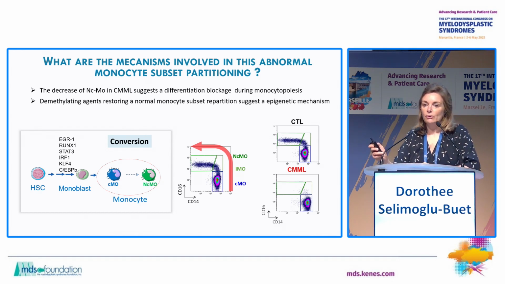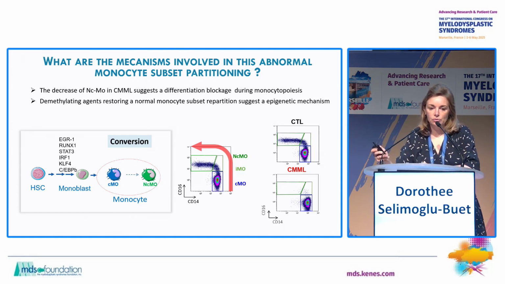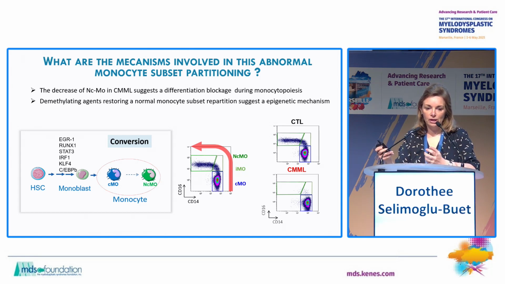Our next question was to understand the mechanism involved in this abnormal monocyte subset partitioning. And two main observations guided our reflection. The first one was that the decrease of the non-classical monocytes in CMML suggested a differentiation blockage during monocytopoiesis, and the demethylating agents restoring a normal monocyte subset repartition suggested an epigenetic mechanism.